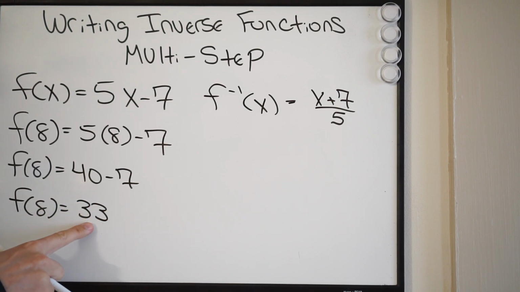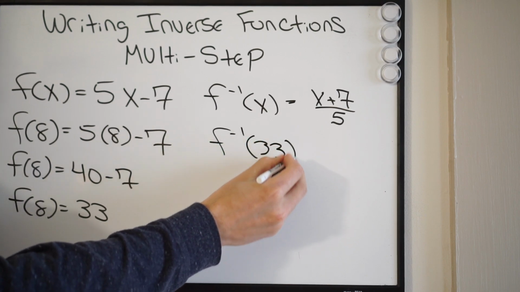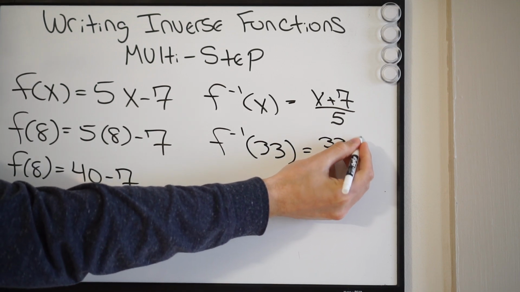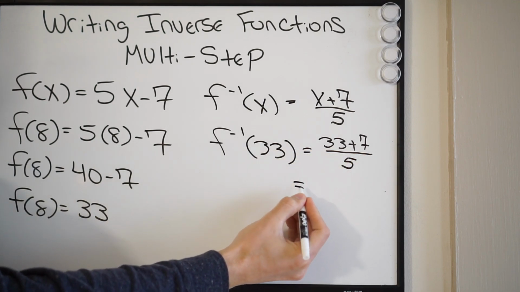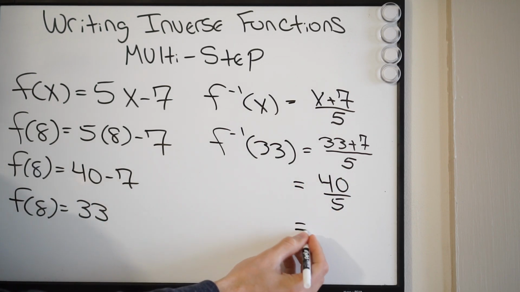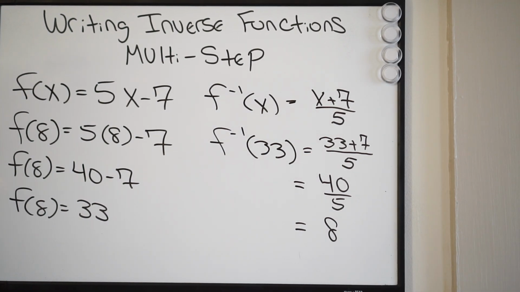Well, in this case, we then take our resultant and plug it into our inverse. So we get 33 plus 7 all over 5, and this will be 40 all over 5, which equals 8. Well, look, it equals what we had put in originally, meaning it undoes itself, so yes, it is in fact the inverse. So again, that's just writing inverse functions, and in particular multi-step.